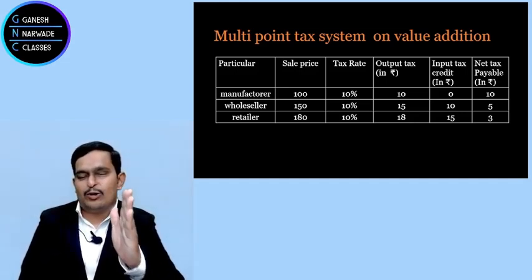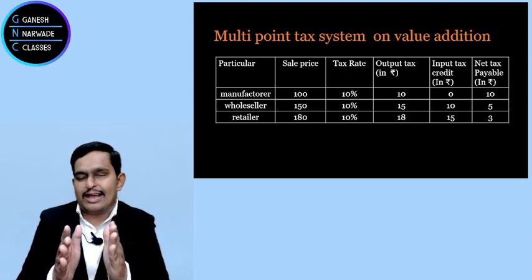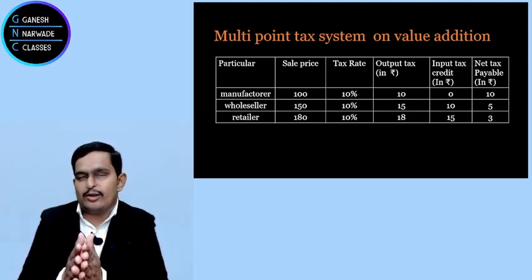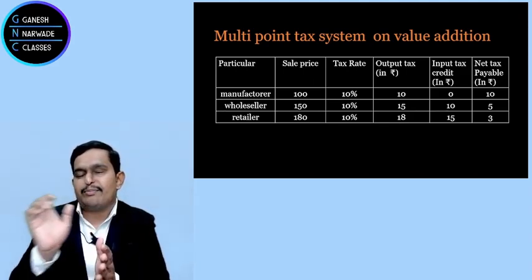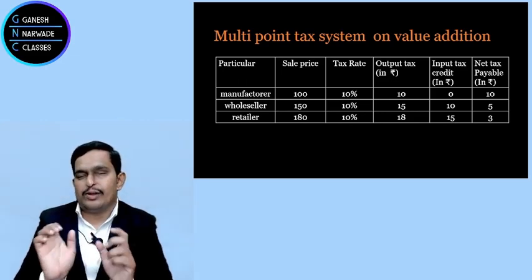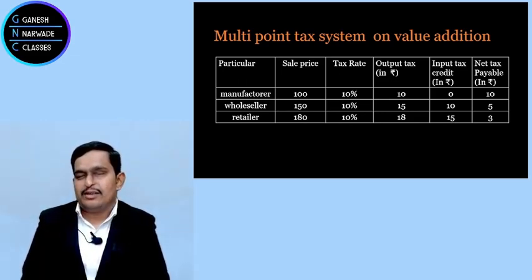So 10 output tax minus input tax 0. So 10 minus 0 will be net tax payable. That is 10 rupees. Okay. Manufacturing related line clear to you.